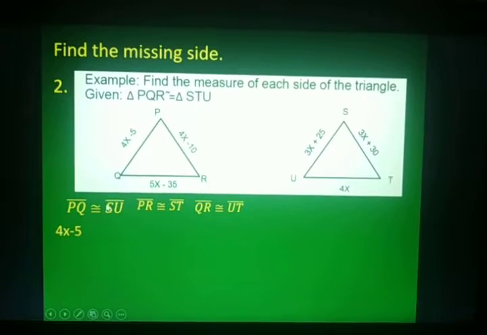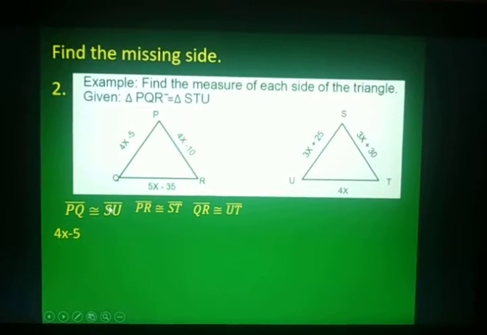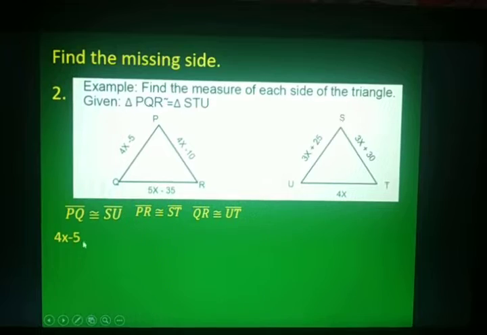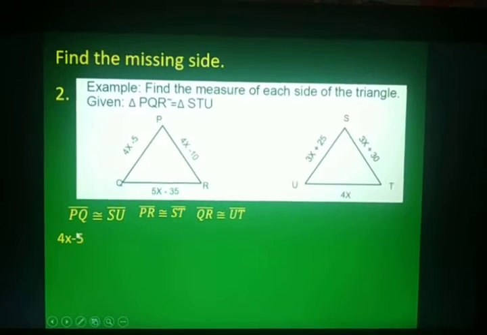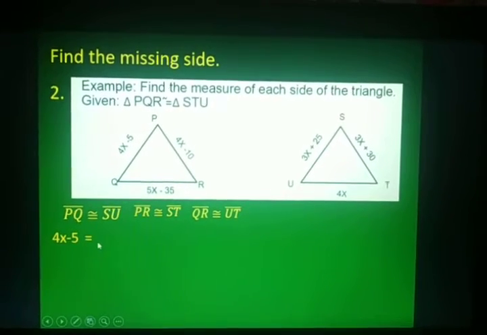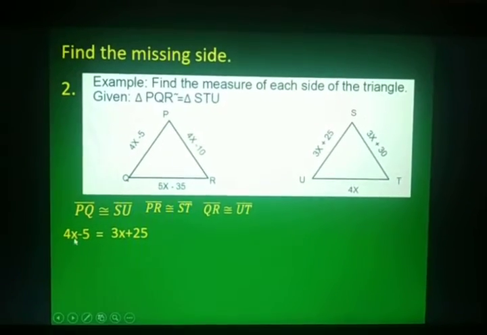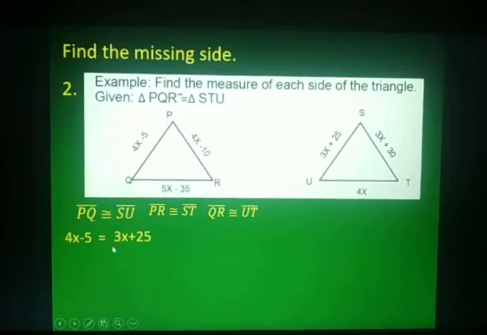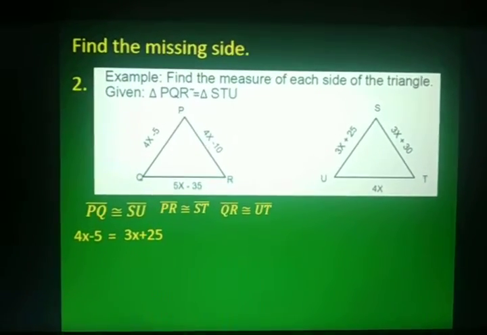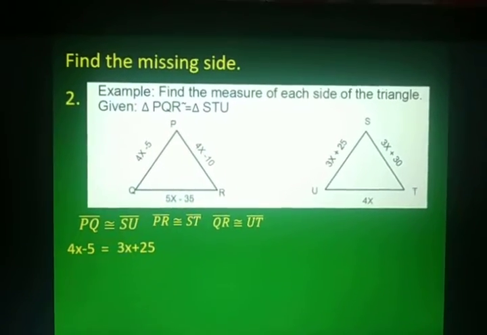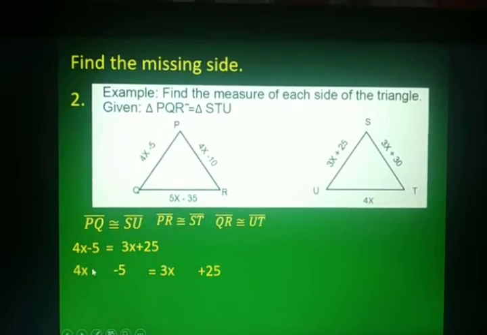Since congruency is applied to the names, and correspondence also to the names, since we have a value, we will use an equal sign. So, equal sign, and then SU, 3x plus 25. They are equivalent because they are congruent. Congruent means equivalent. Corresponding means equivalent. Okay? And then, copy them first.